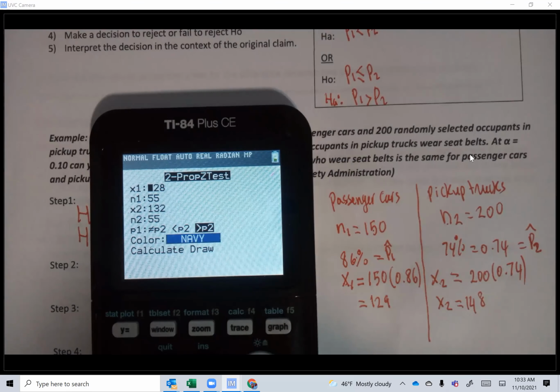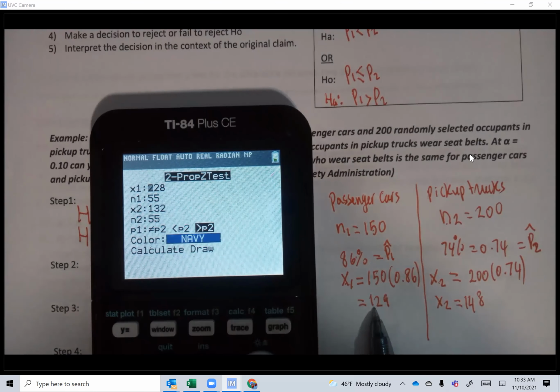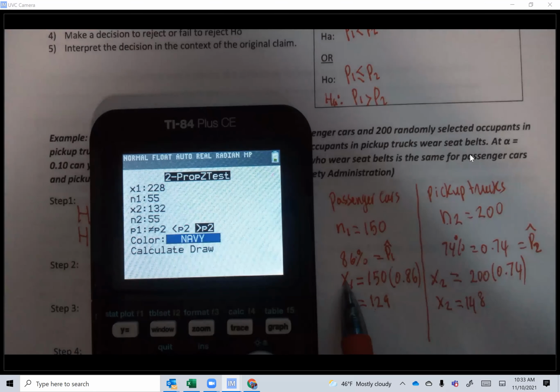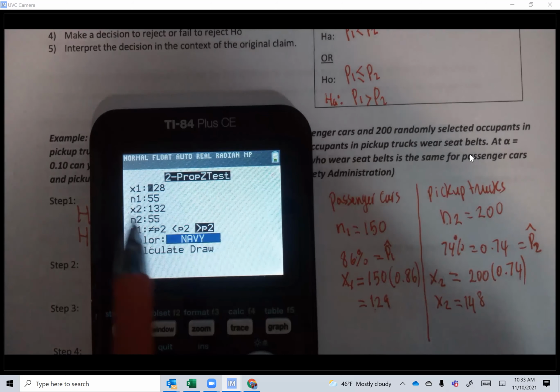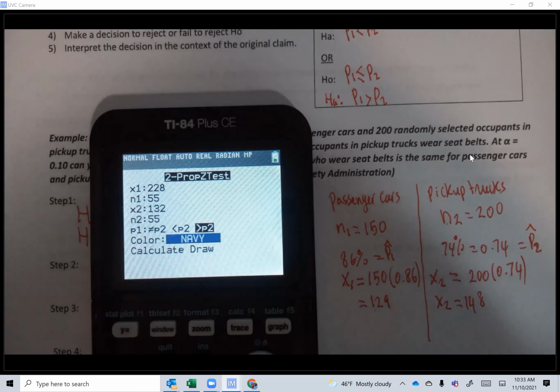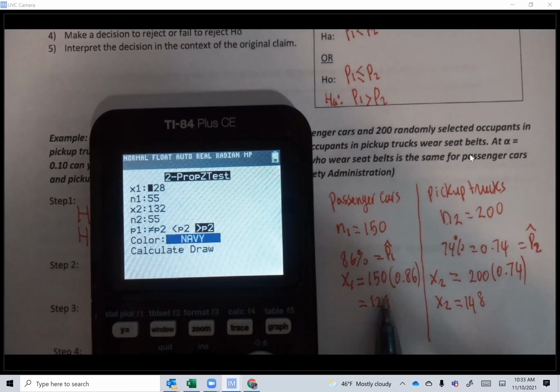X1, this is 129. I just have to warn you guys, if this, when you multiply, turns out to be decimal, you have to round it to the nearest whole number, because X1 is the number of successes, it's discrete, it can't be decimal. So make sure to round it. But we didn't need to round it because it turned out to be 129.